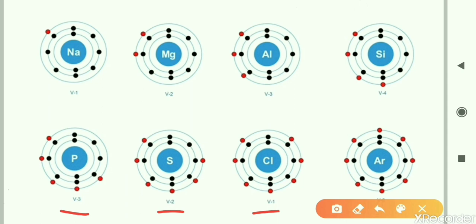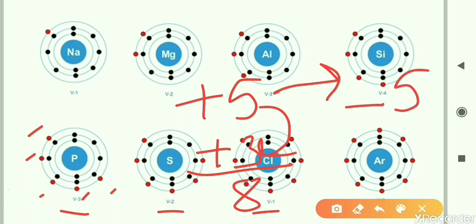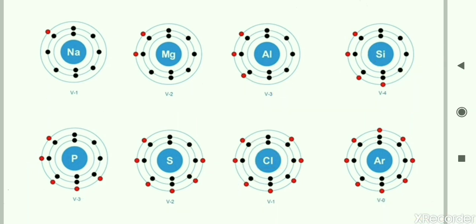Let us see one by one. First, phosphorus. Phosphorus has 1, 2, 3, 4, 5 electrons in the valence shell. Already 5 electrons are there, and how many more are needed to make 8? 3 more are needed. So it has two options. Either it loses these 5 electrons, or it accepts 3 more electrons. Losing 5 is not a good option compared to accepting 3 electrons. Compare the numbers. That is why phosphorus has a valency of 3.